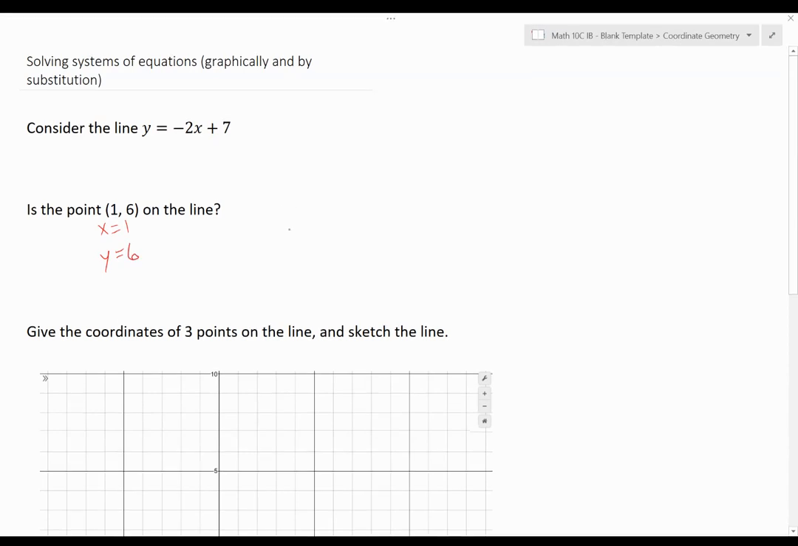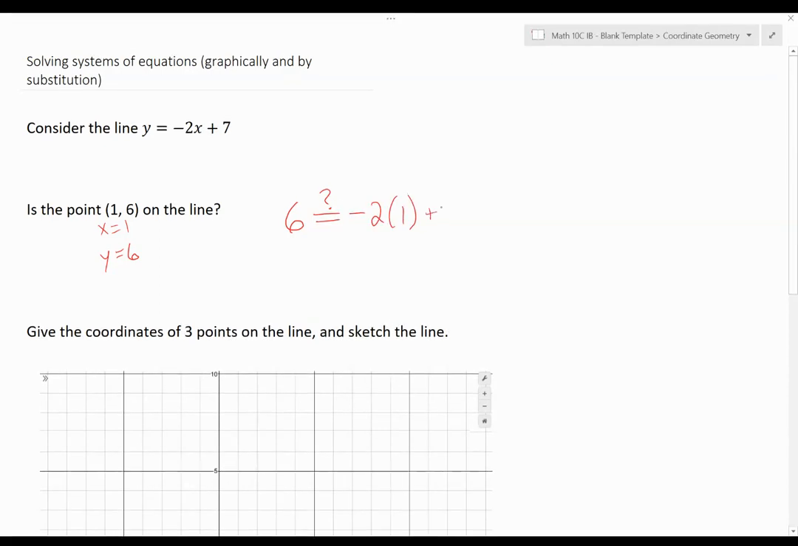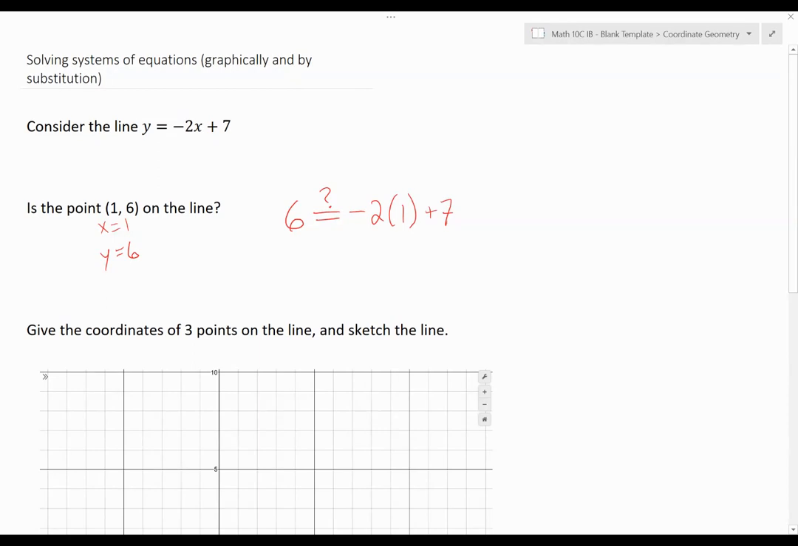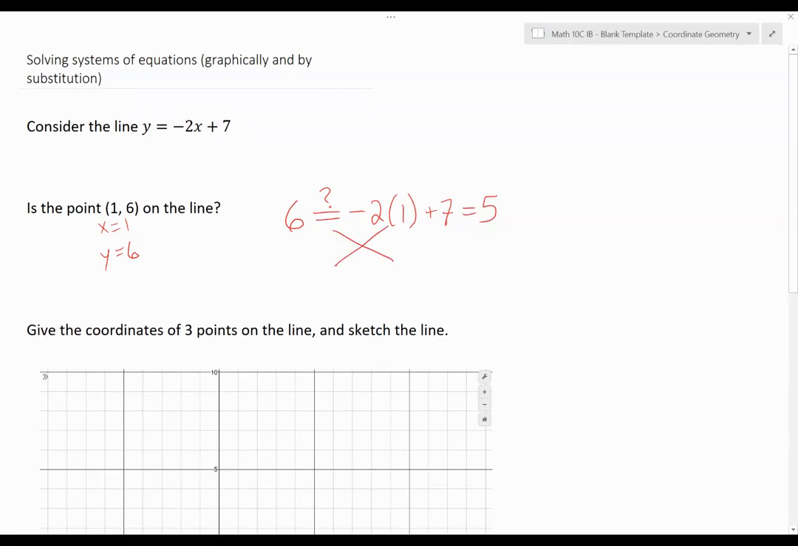So is it in fact true that 6 is equal to, and I'm going to put a question mark here because I don't know that they're equal yet, I haven't verified, is that equal to negative 2 times 1 plus 7? Well, negative 2 times 1 plus 7 is 5. So this is actually not true. So then the answer is no.